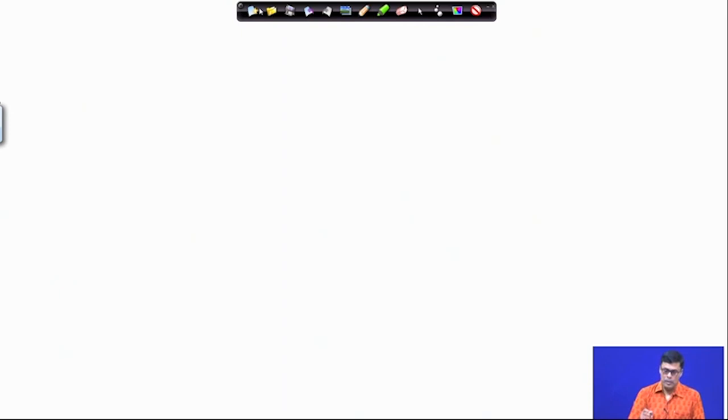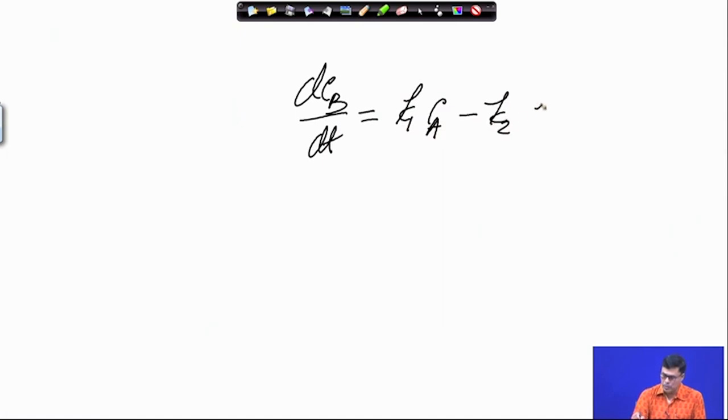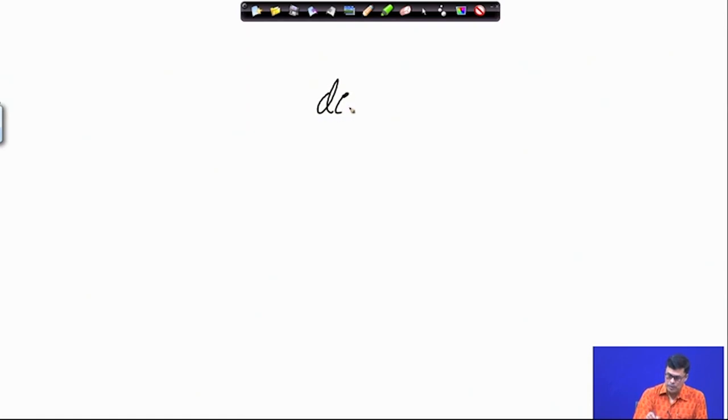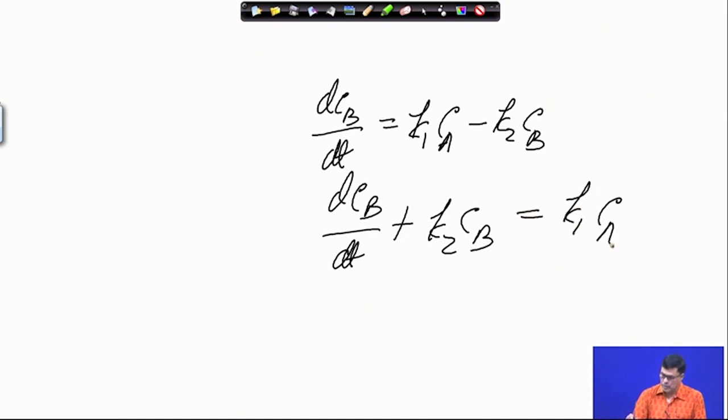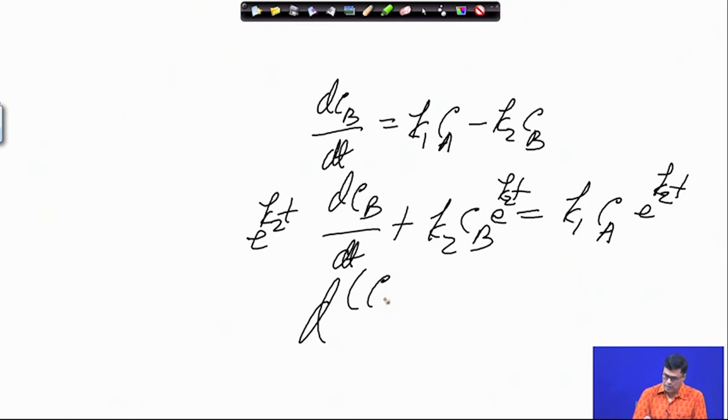We should remember that. Now next, you can remember I told you dCb by dt is equal to K1 into Ca minus K2 into Cb. Am I right? I have written K1 into Ca minus K2 into Cb. So this I can rearrange as dCb by dt plus K2 into Cb equal to K1 into Ca. Now if you multiply both sides by e to the power K2 t, then what equation will we get? Here we can write this as d of Cb into e to the power K2 t by dt.